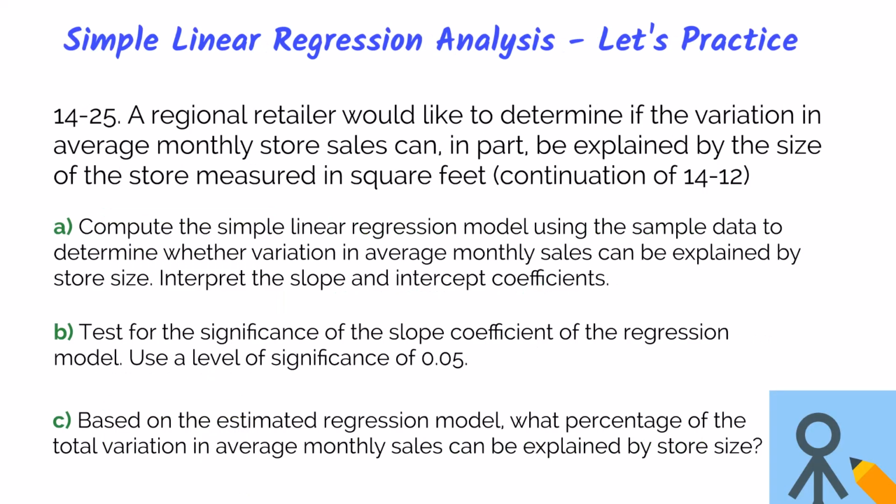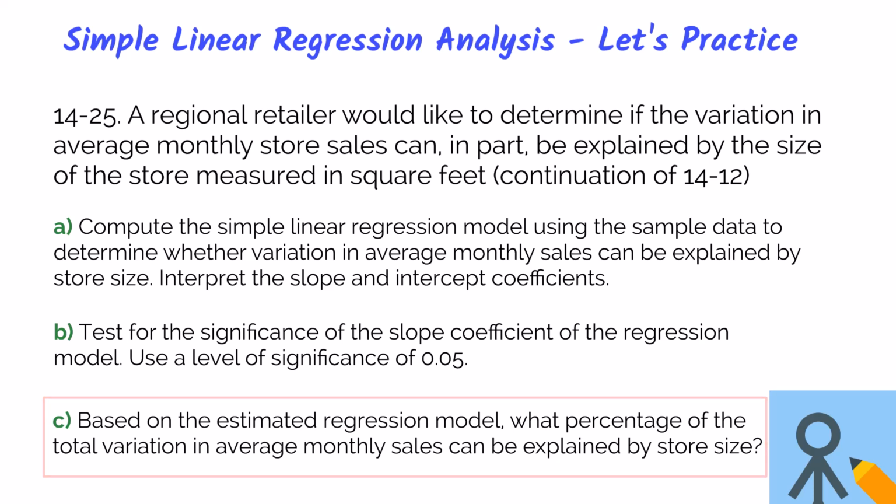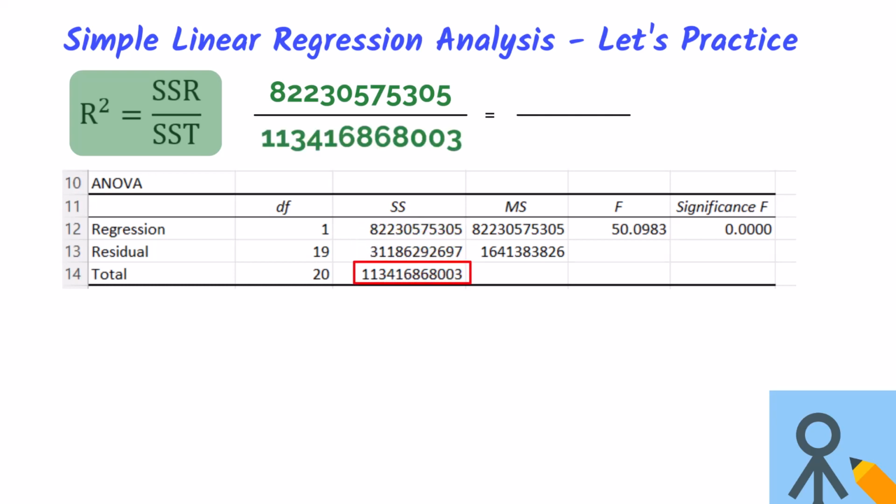Let's wrap up question 14-25 now and answer C to identify what percentage of the total variation in average monthly sales can be explained by store size. Here is the same regression output again. So to get R squared, we look at the sum of squares section in the table here. We take the SSR, that is the top number for regression, and divide by SST, which is the total sum of squares, and we get 0.7250. The better the fit, the closer the R squared will be to 1. R squared will be close to 0 when there is a weak or no linear relationship.